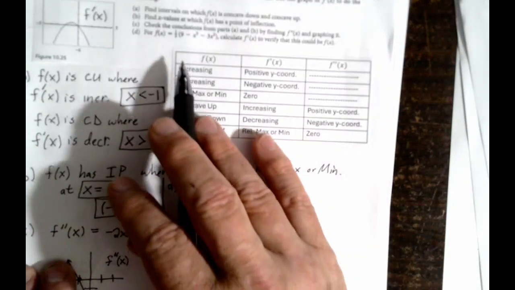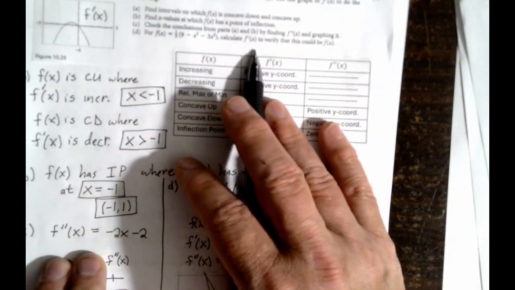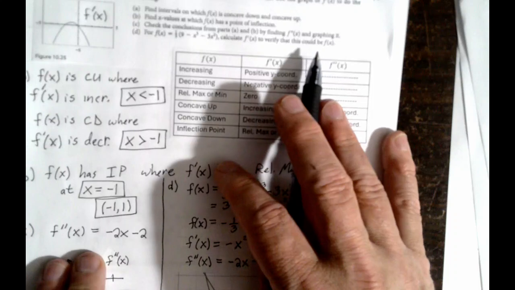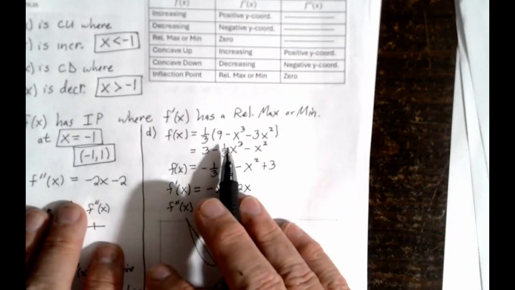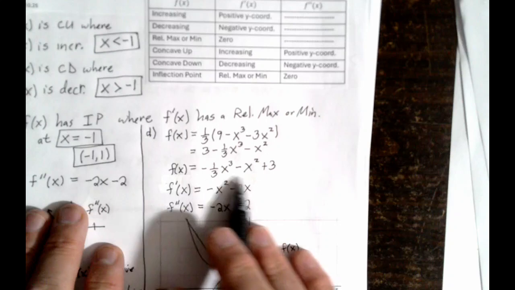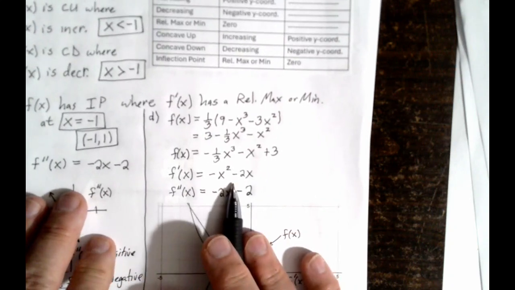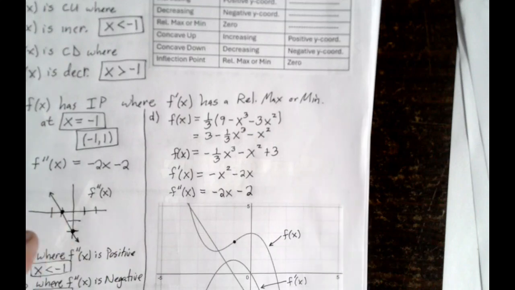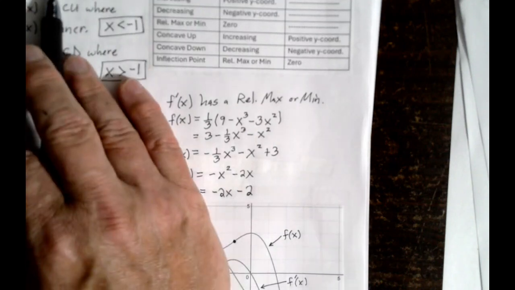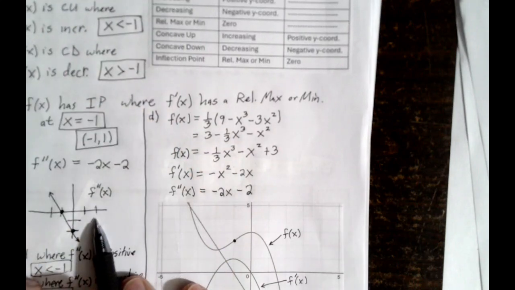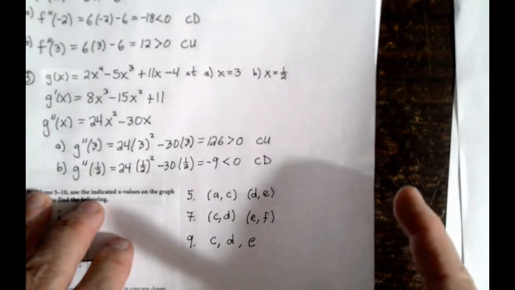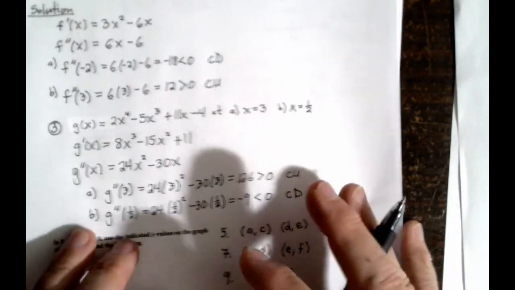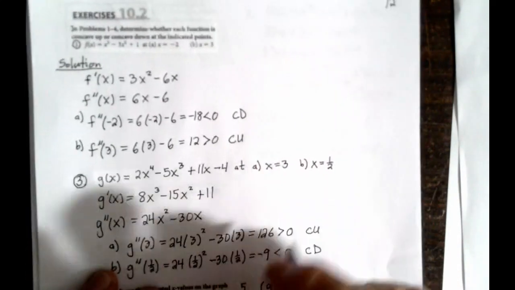Then part D says for this function here, calculate f prime and verify that this could be the original f. Well, if you take that guy and multiply it out and write it in descending order, and then you take its derivative and then take the second derivative, you get all this here, which matches up perfectly with what we got here with the original f prime and the f double prime. So it does match up. You'll see that sort of question in question 28 when we get to that in the WebAssign questions.